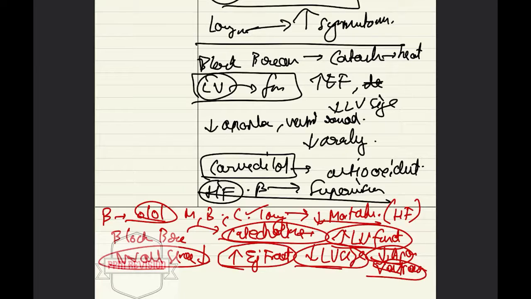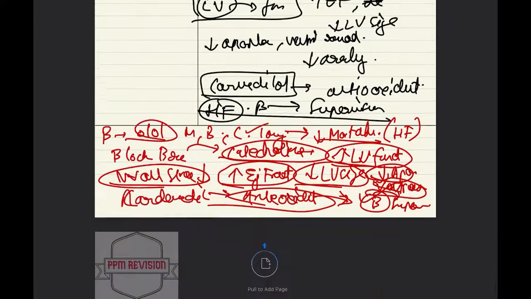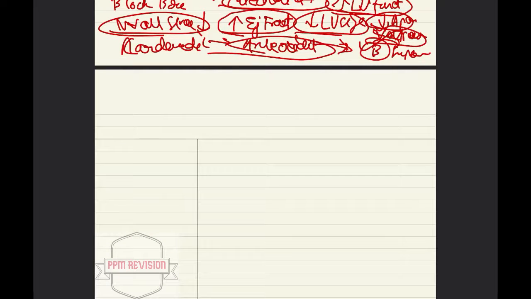Next, looking at carvedilol. Carvedilol has an antioxidant property, and due to the antioxidant property, it is beneficial to use it. And in case of heart failure, beta blockers should always be taken under supervision. This is also important. Now, moving further, we will be looking at some other drugs.